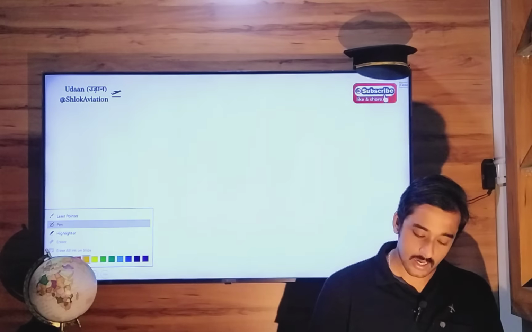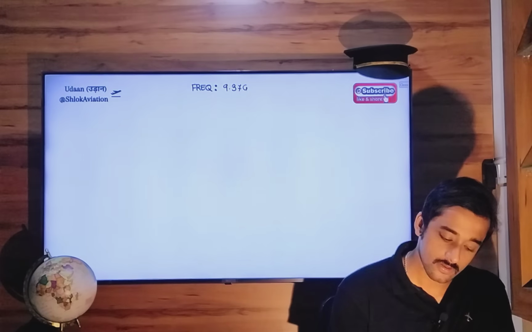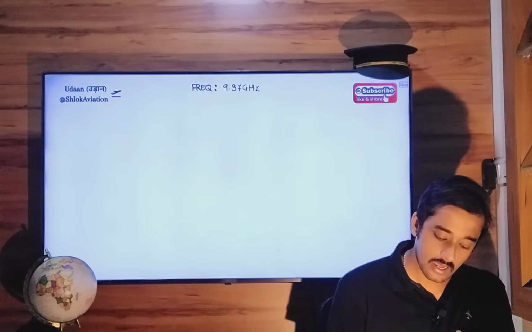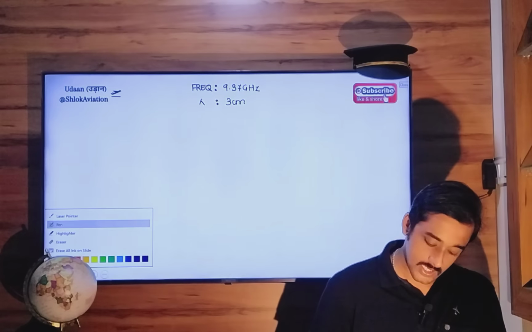Now airborne weather radar uses this particular frequency of 9.375 gigahertz and wavelength of 3 centimeter because, let's say, here is a cloud.